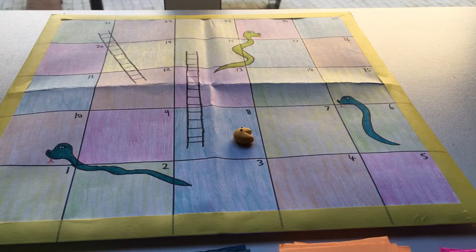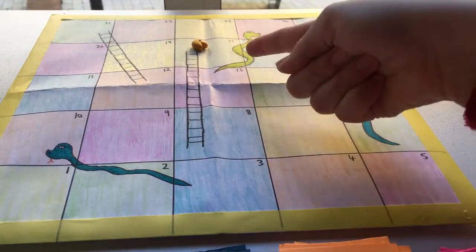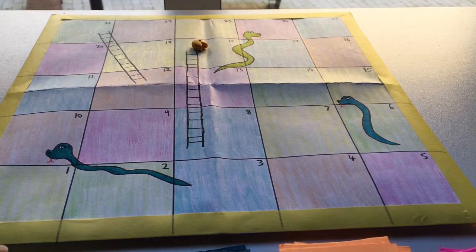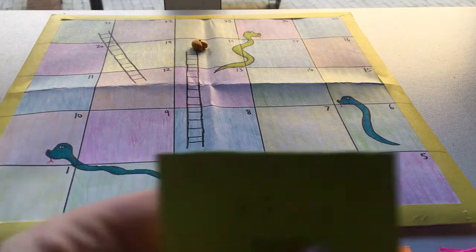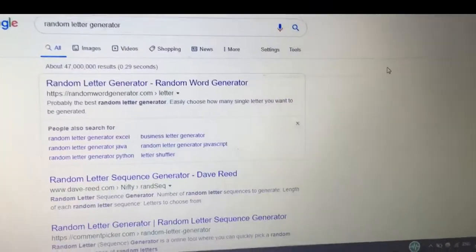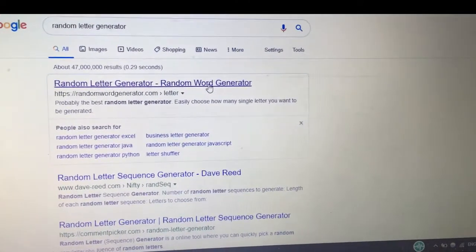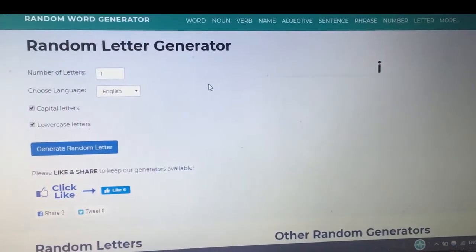So correction 1, I should have gone up this ladder to a green 18 space, which is random, and this prompt is A to Z author. So we are here, we have this random letter generator, clickety click, I, that is the letter. So the first fixed prompt is author A to Z.